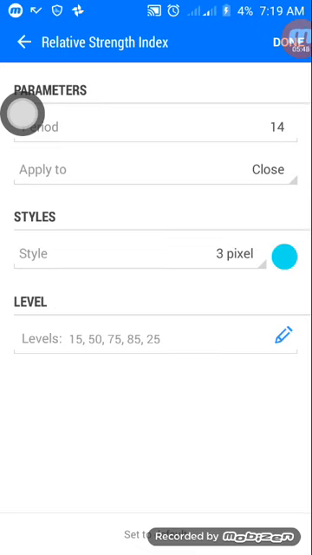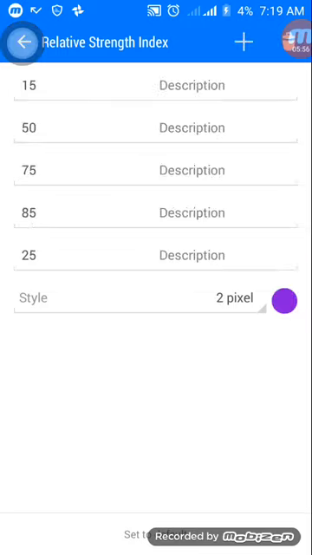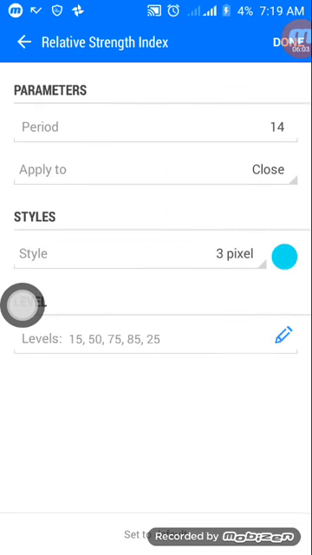Now we check out the next indicator in that window, relative strength index. Period is 14. Apply to close. Pixel, I choose pixel. You can choose my color or a different color. Now the levels should be like this: 15, 50, 75, 85, 25. Those are the levels you're going to be using.